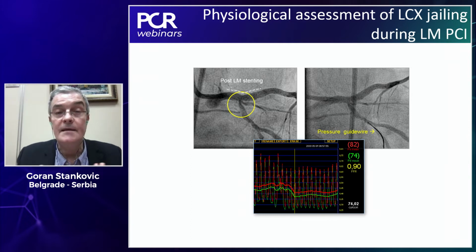So I really see the place for having physiology to make a decision after stenting of the main vessel. This is part of the consensus document of the European Bifurcation Club as well, to use physiology in case of doubt to assess functional significance of the jailed side branch.